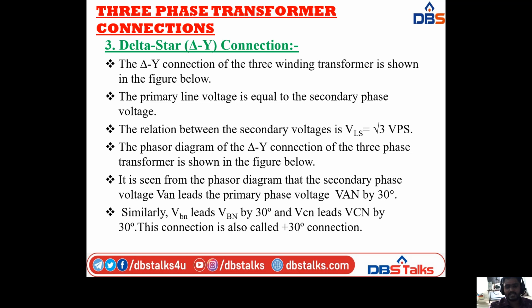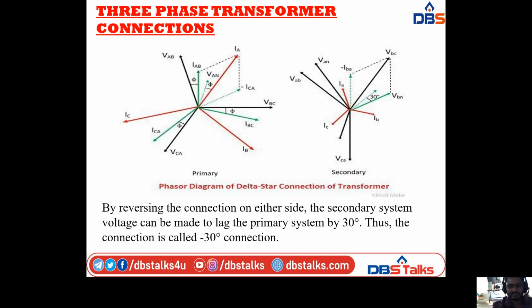Similarly, the secondary voltage vbn leads the primary voltage VBN by 30 degrees, and the secondary voltage vcn leads the primary voltage VCN by 30 degrees. This connection is also called the plus 30 degree connection. If you observe here, it is 30 degrees.